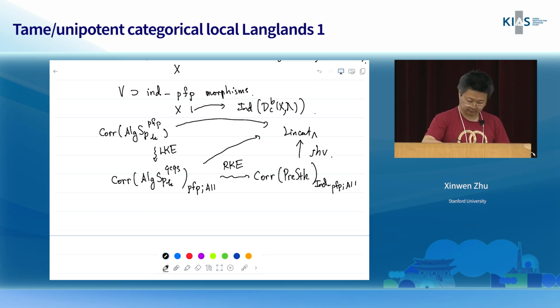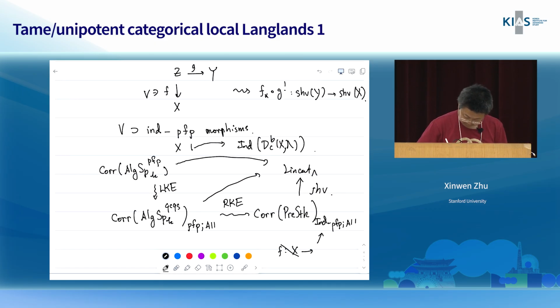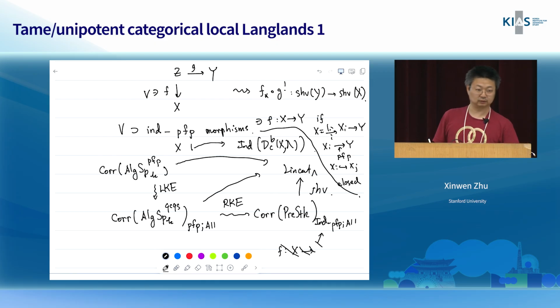What are these morphisms? This class contains F from X to Y, so-called ind-finite presented, if X can be written as a direct limit of X_i to Y_i, where each X_i to Y is finite presented, and the transition maps are closed embeddings. Okay, so that's the definition, and so you can do star push forward.